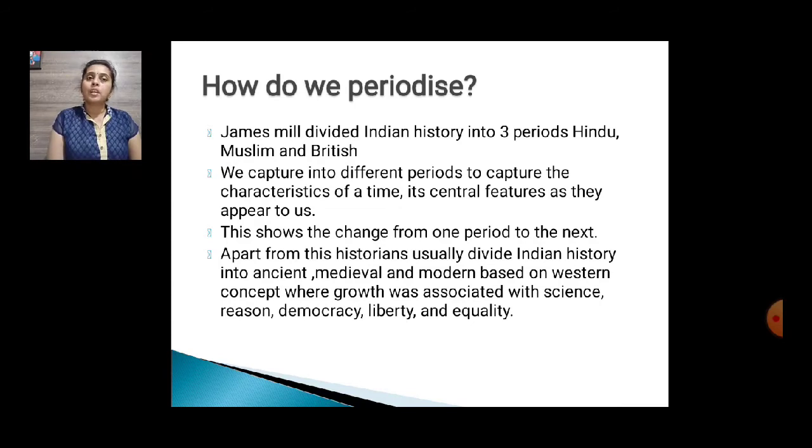We divide into different periods to capture the characteristics of time, its essential features as they appear to us. Important features, important जो लक्षण है, as it appears to us, and that captures our mind. This shows the change from one period to the next.